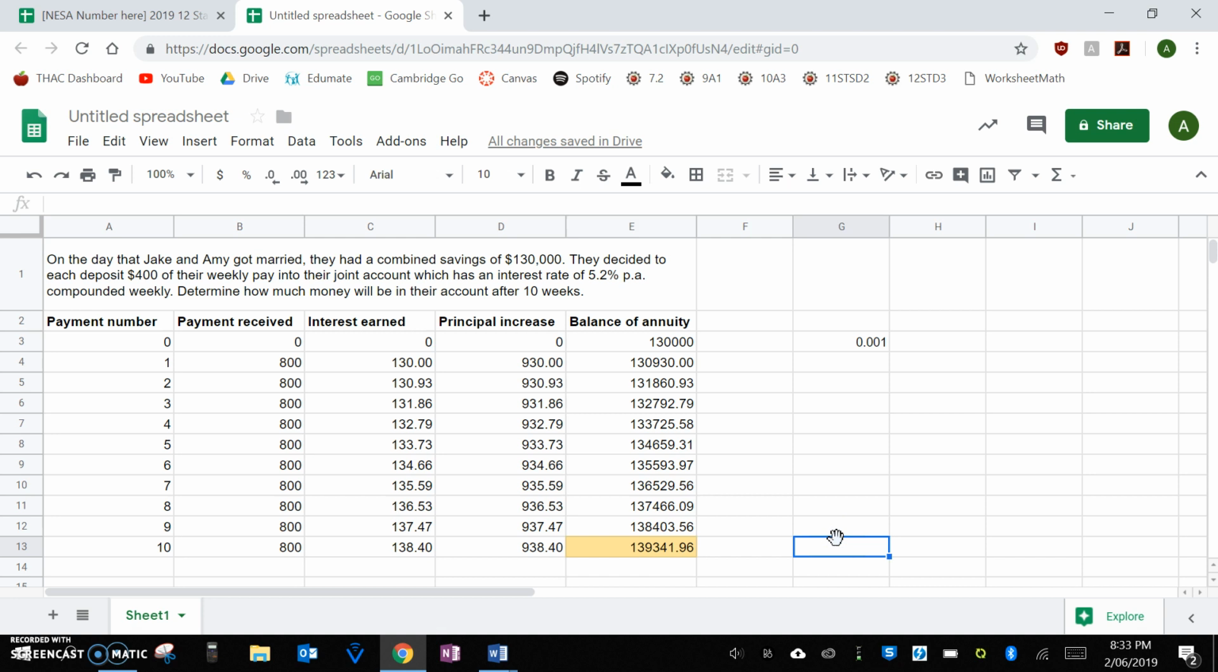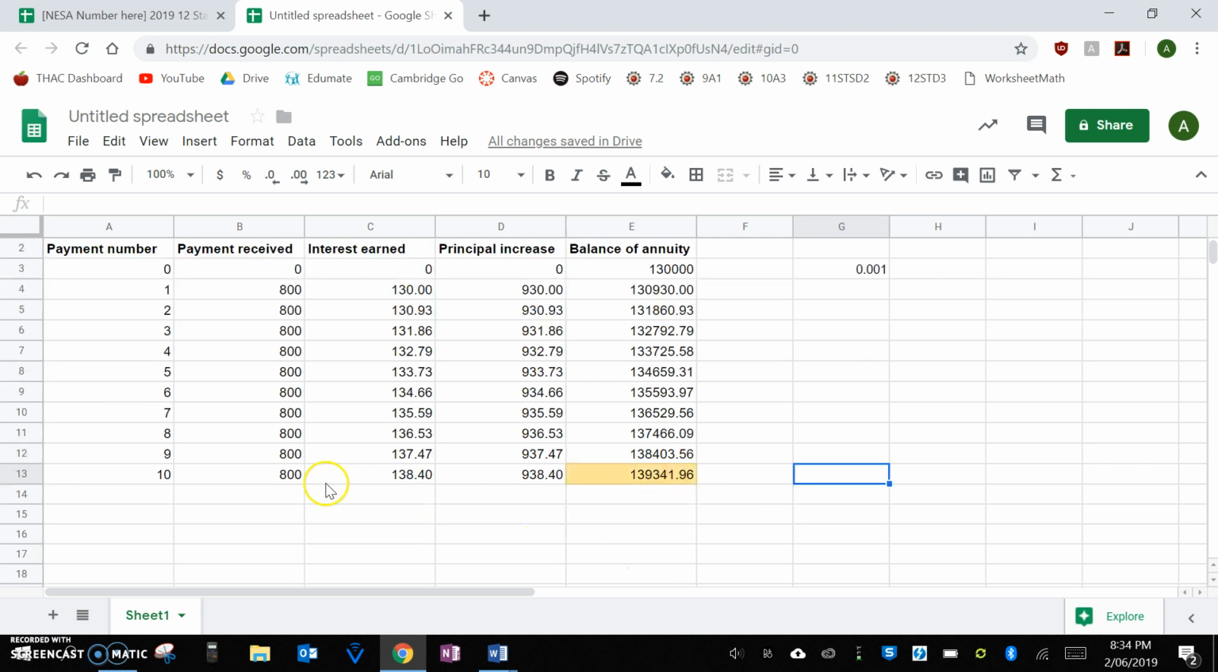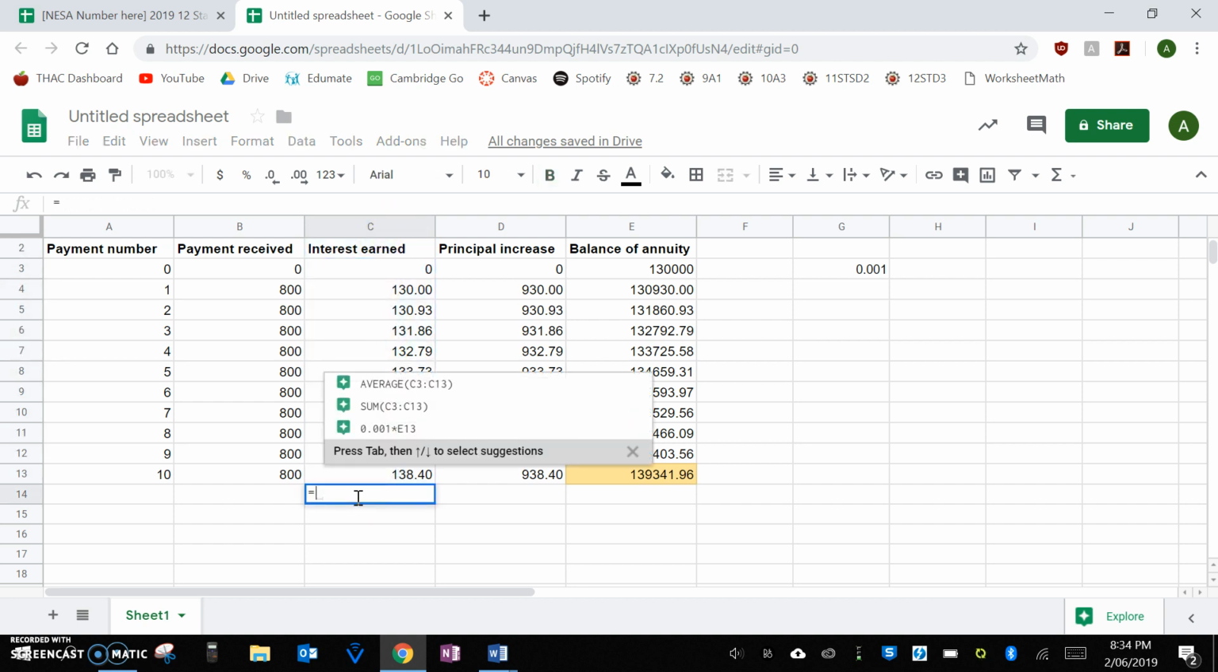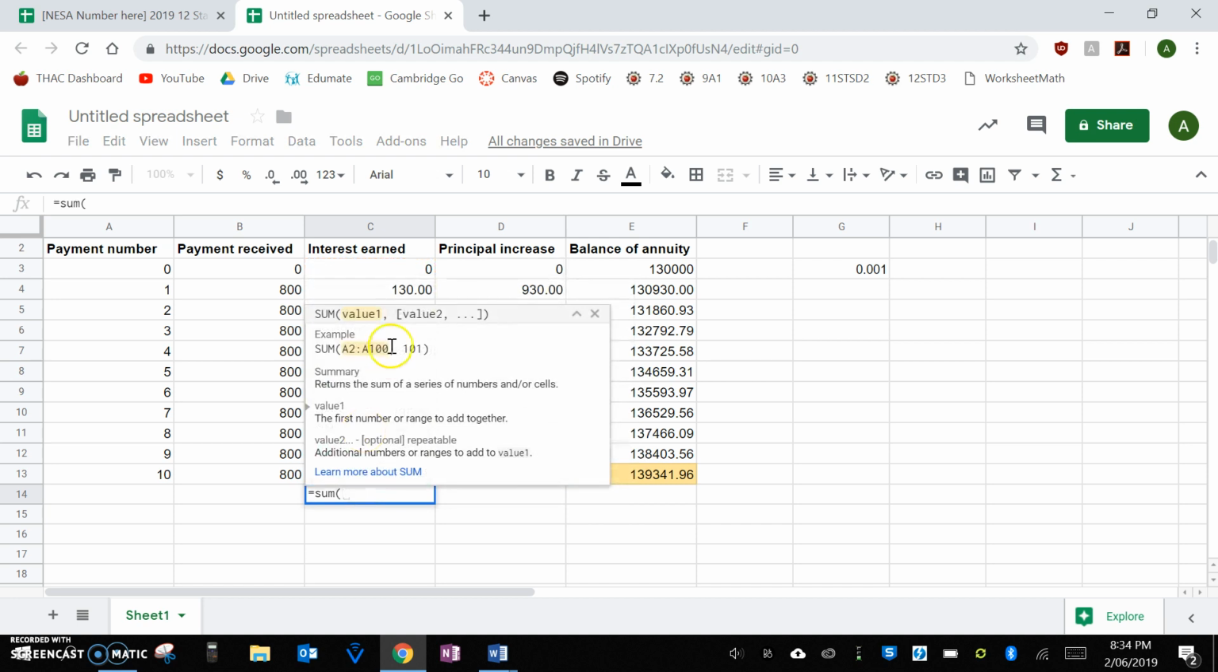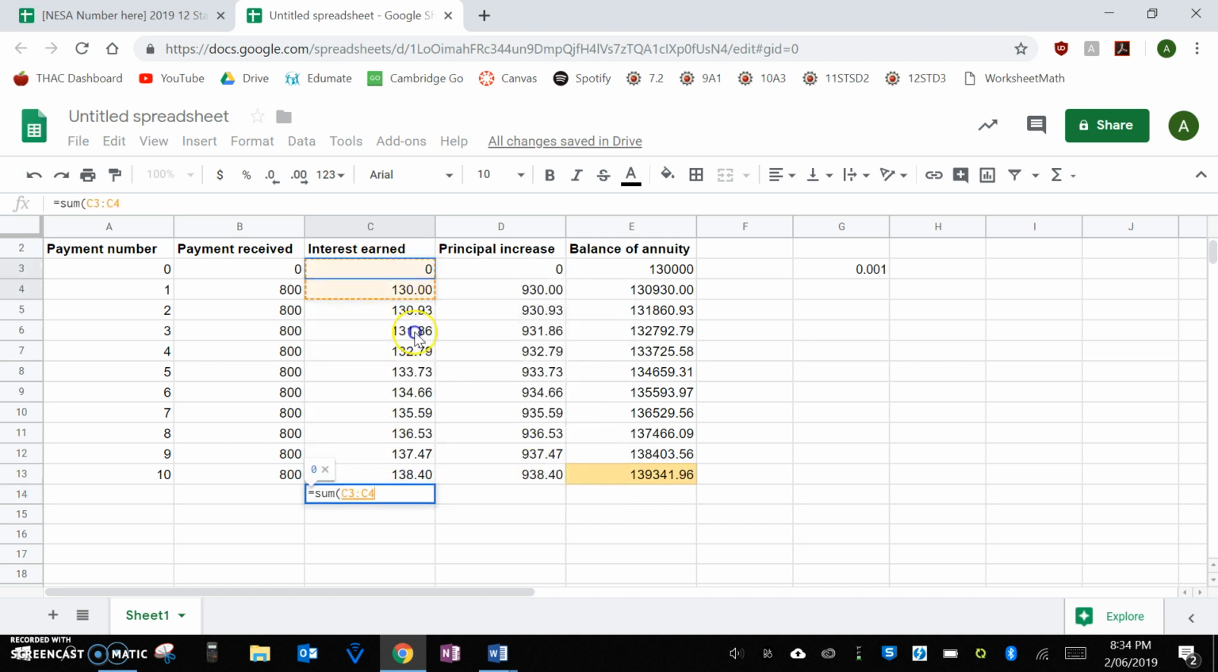If we want to calculate how much interest they earned altogether, we can add this entire column, the interest earned column. Just type equals the sum. We want the sum of all of those numbers. Enter. That means in the 10 weeks, Jake and Amy earned $1,341.96 in interest. Okay? And that's pretty much it.